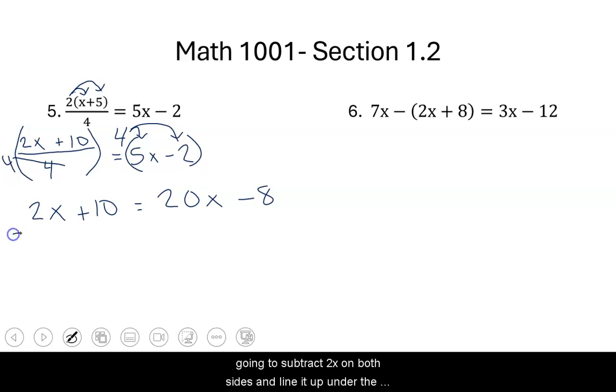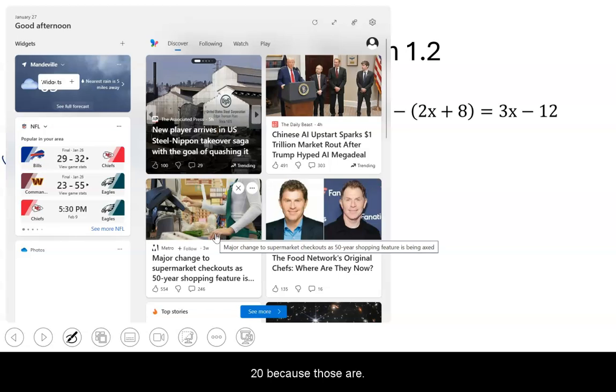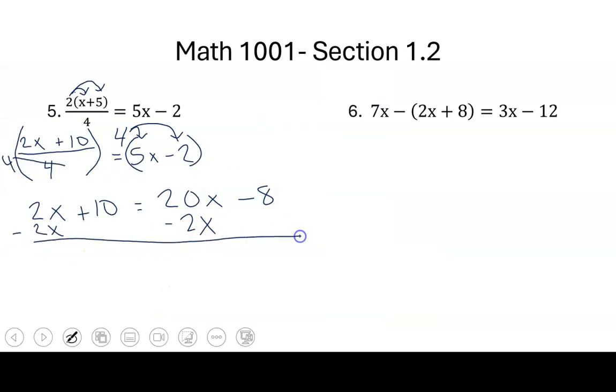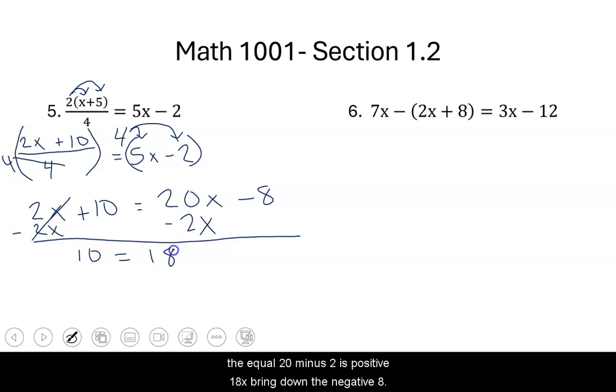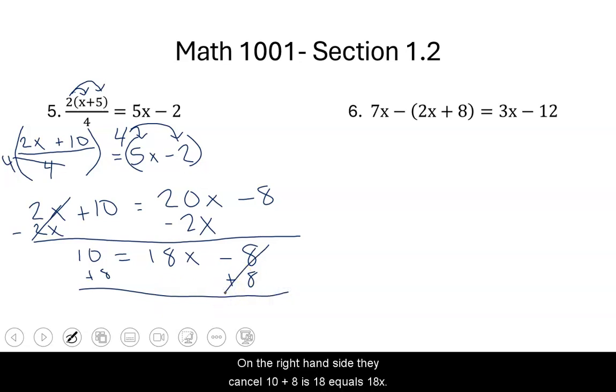It's a positive, so I'm going to subtract 2x on both sides and line it up under the 20 because those are like terms. So they cancel out on that left side. Bring down the 10, they equal 20 minus 2 is positive 18x. Bring down the negative 8. Now I need to get my 8 and my 10 on the one side, but I can't move that 10. So I'm going to add 8 to both sides. On the right-hand side, they cancel. 10 plus 8 is 18 equals 18x.